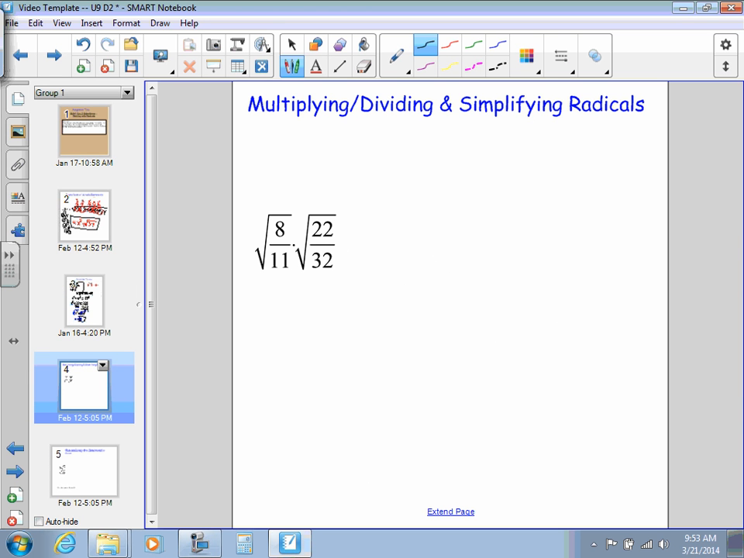Okay, now we have radicals with fractions in them and we're multiplying. I picked a harder example because it'll give us the opportunity to see a few things at the same time. So the first thing is that this is the same thing as putting the whole thing inside of the same radical.